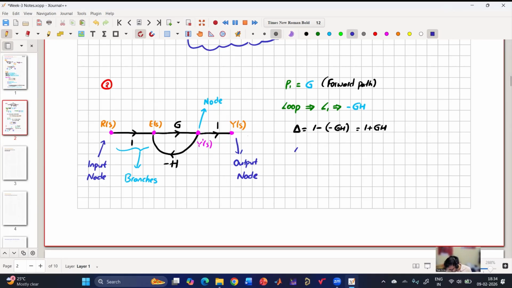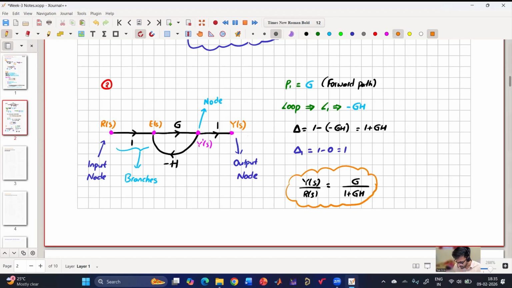Now what is delta 1? For delta 1, we have to consider those loops which are not part of the forward path. Are there any such loops? No, sir. So 1 minus 0, which means 1. So now my input to output transfer function, Y(s) by R(s), will be delta 1 P1 by delta, because only one path. Delta 1 is 1, P1 is G. So we'll have G by delta, which is G by 1 plus GH. So this is what we have formulated, right? Clear? Yes, sir.